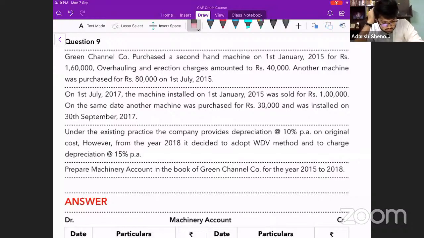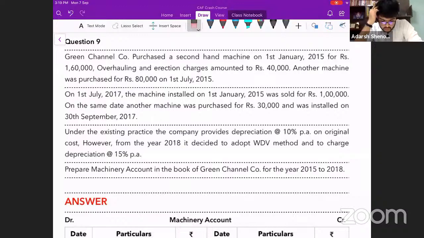Another machinery was purchased for 80,000 on 1st July 2015. Okay. Next, on 1st July 2017, the machine installed on 1st January 2015 was sold for rupees 1 lakh. On the same date, another machine was purchased for 30,000 and was installed on 30th September 2017.